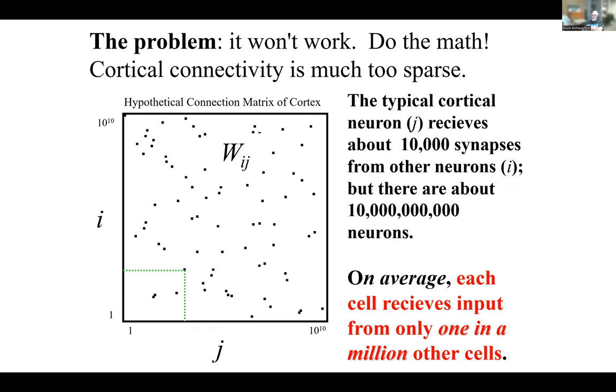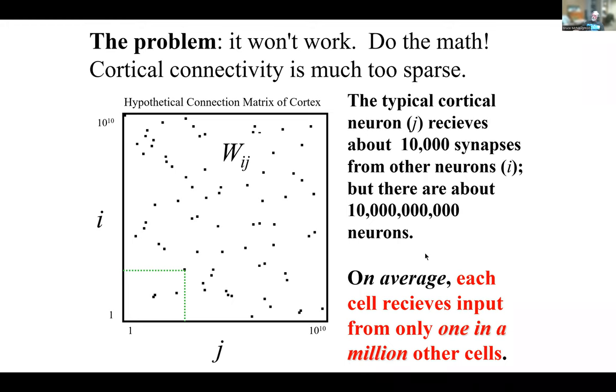And so the problem is that if we think of the brain as being randomly connected, it just won't work. We talked about this already, that the average connection probability is about 1 in a million. And for a symmetric matrix, it's 1 in a million squared. So effectively, if you were going to model the brain, you would leave out synapses altogether because there just aren't that many of them.